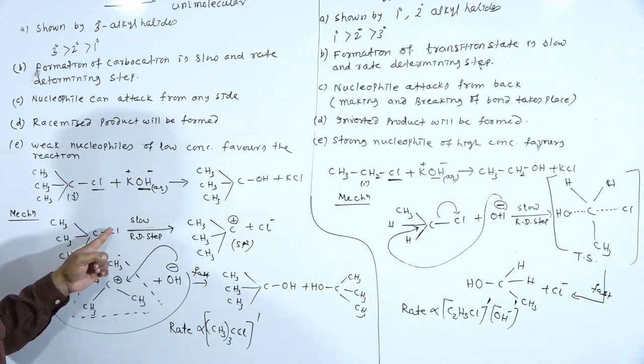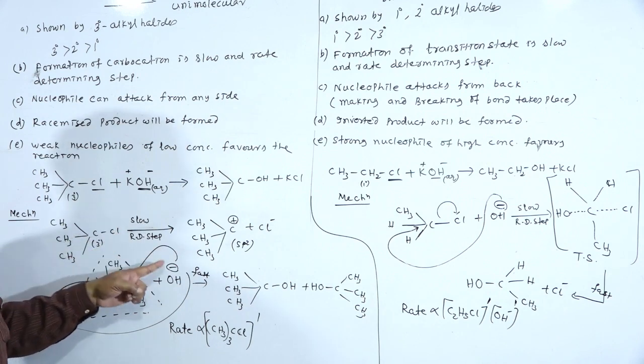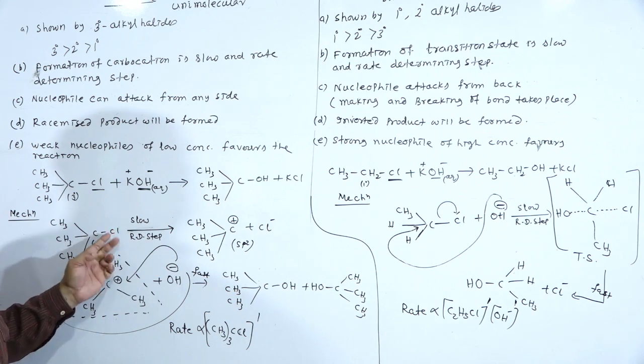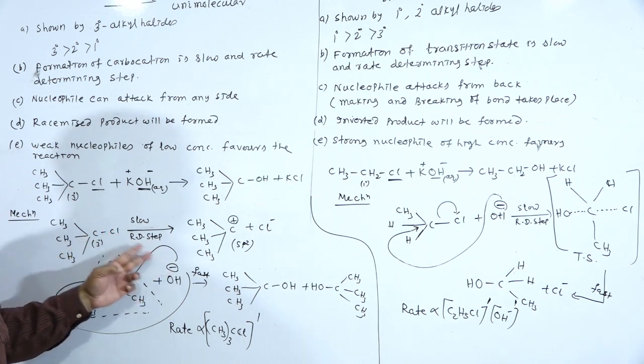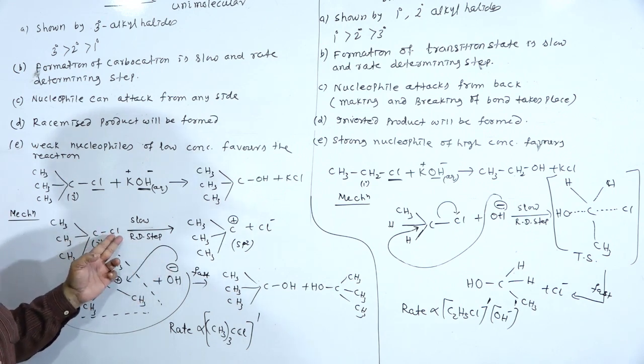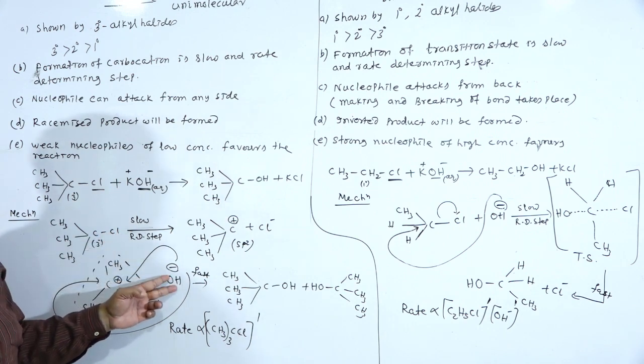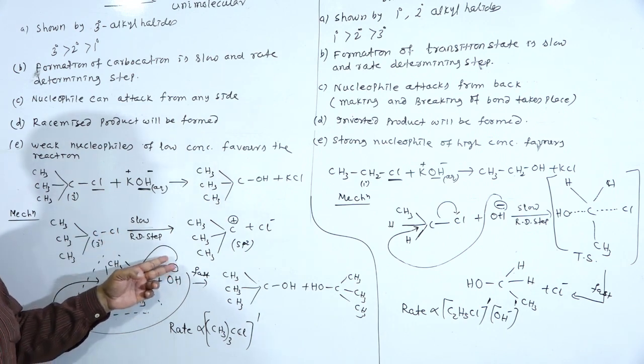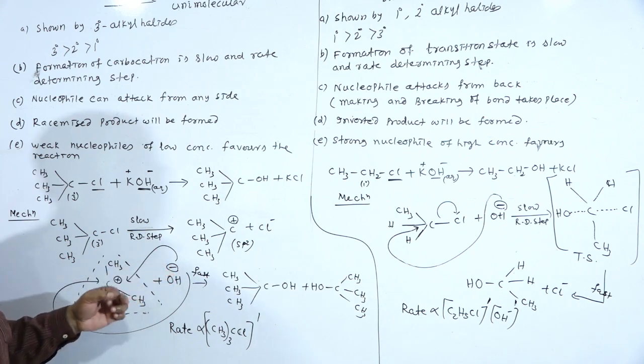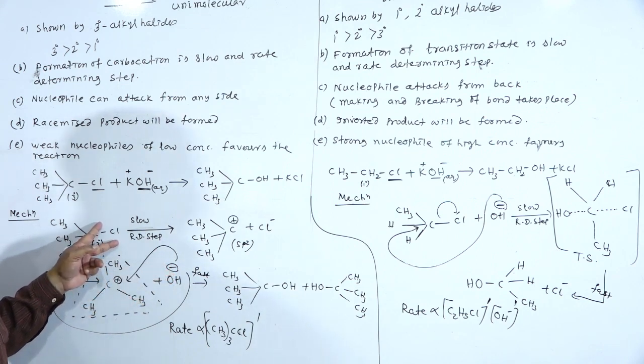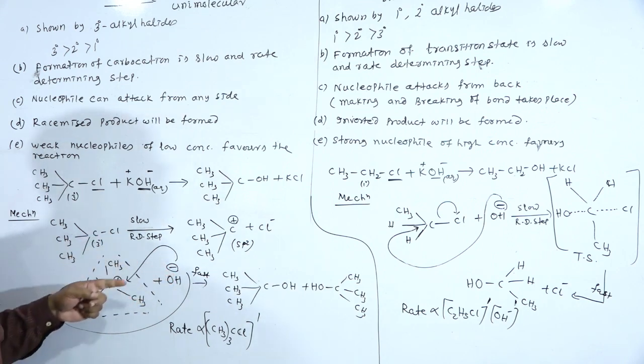Same reason: the chlorine atom is delta negative and the OH minus is delta negative, therefore there is Cl minus and OH minus repulsion, so the chlorine atom cannot be replaced by that OH minus. Then the formation of carbocation takes place. Why is there no such backward attack?